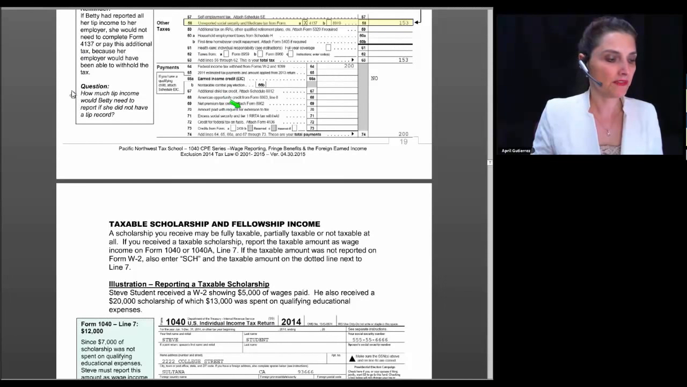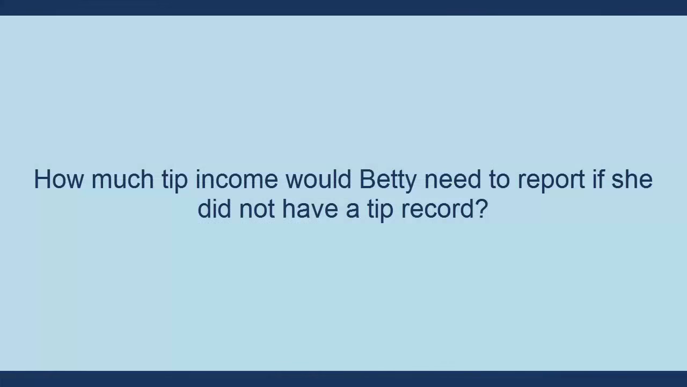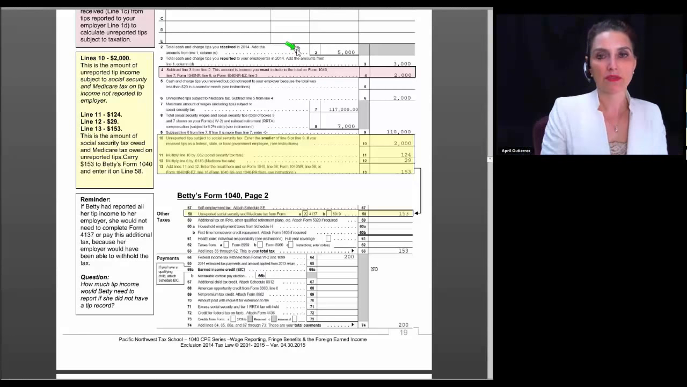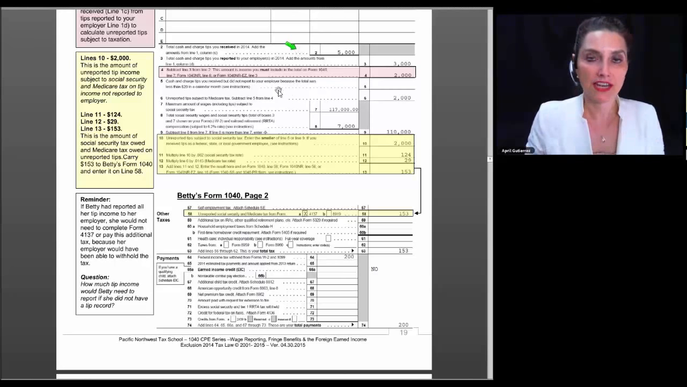I have a little question here, and that question is, how much tip income would Betty have to report if she didn't keep a tip log? So if Betty had not kept a tip log and she had $4,500 of allocated tips, how much tip would she have to pay tip tax on? Well, she'd have to pay tip tax on all $4,500. So instead of entering $2,000 on line 4, she would have $4,500 on line 4. And instead of reporting $5,000 in box 2, she would have to report the full amount of tips received, $3,000 plus the $4,500 of allocated tips. So box 2 would actually show $7,500 if she had not kept a tip log.